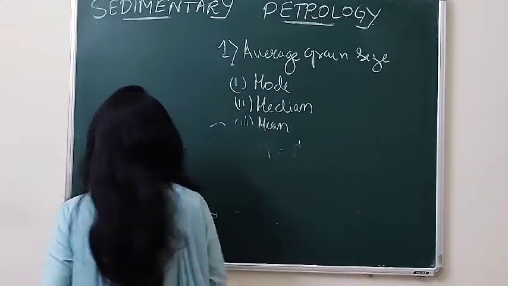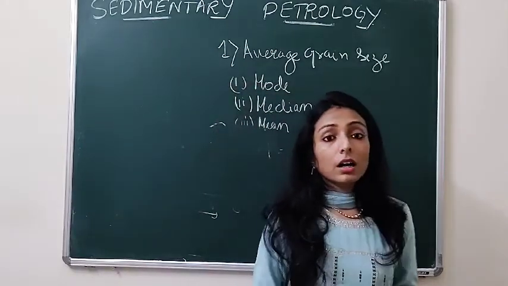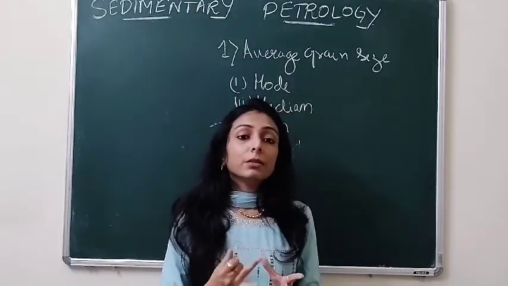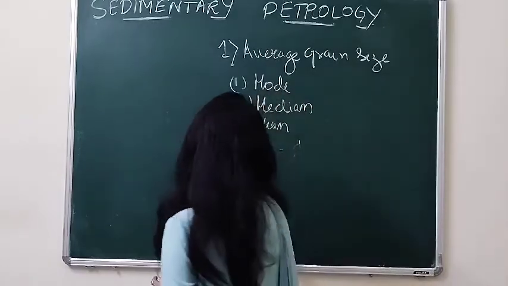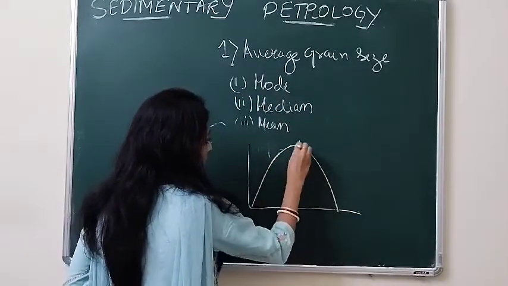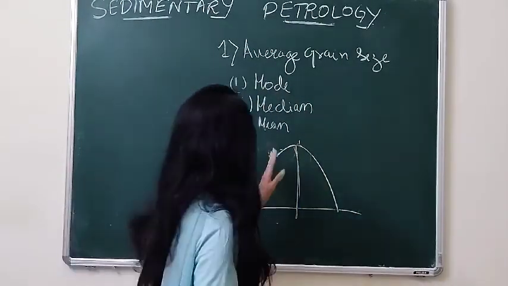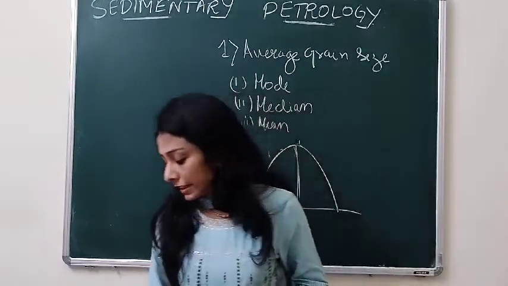So for a normal bell-shaped curve, that is a normal distribution curve, the mean, median and mode will always be in the middle, like this. So it will be the same. So this is how we calculate the average grain size.